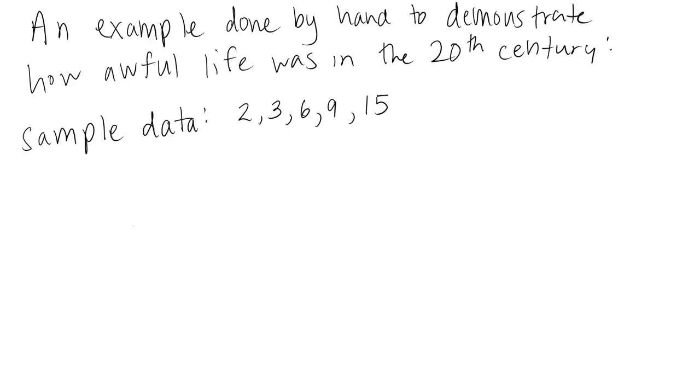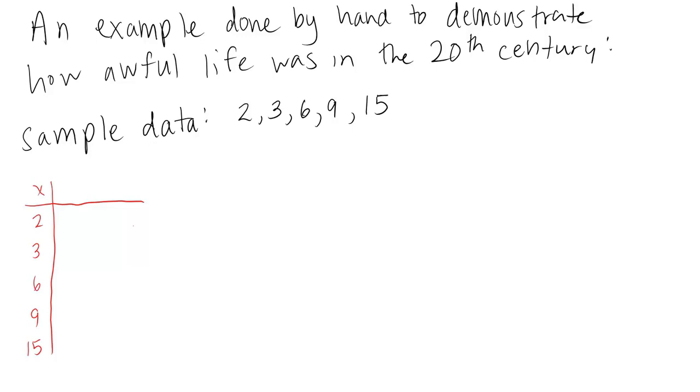Let's do an example of a sample standard deviation by hand. I have these 5 pieces of sample data, 2, 3, 6, 9, and 15, and we're going to find the standard deviation of this sample. So I'm going to organize the first couple of steps into a table. I'm going to list the 5 values of the variable, 2, 3, 6, 9, 15.